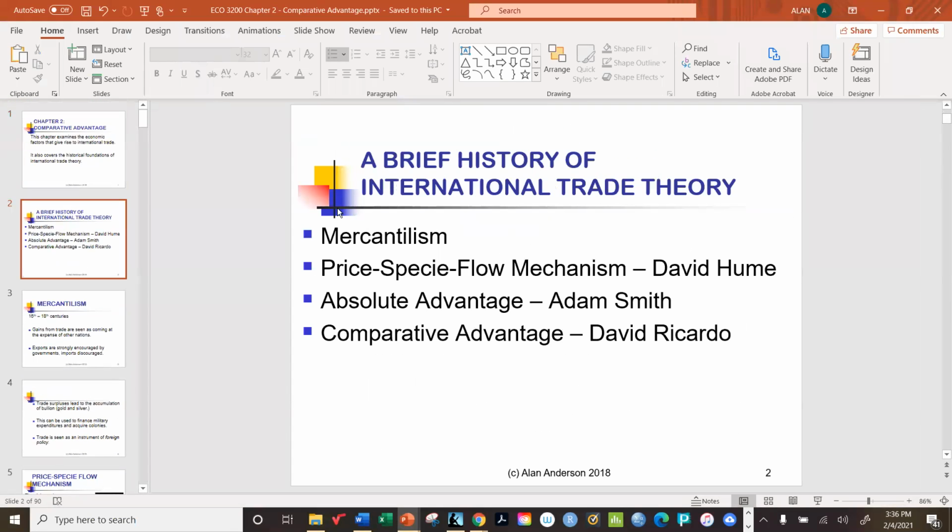We had mercantilism. Remember, that's the theory that countries should exploit each other through international trade. We have the price specie flow mechanism from David Hume, which shows that that approach is not going to work, basically. We have absolute advantage from Adam Smith, and we have comparative advantage from David Ricardo. So this brings us up into the early 19th century.